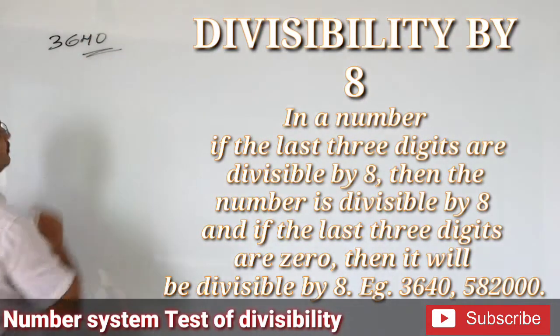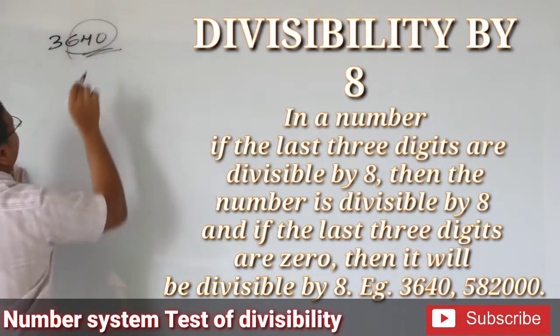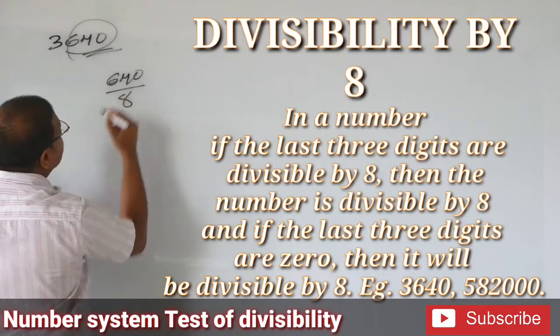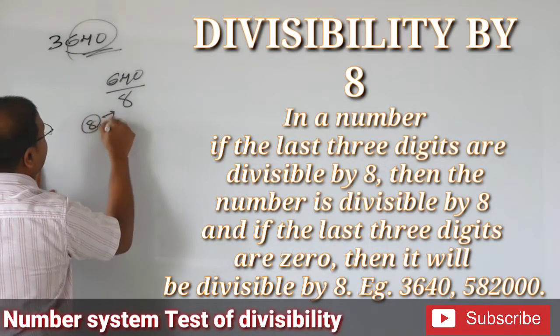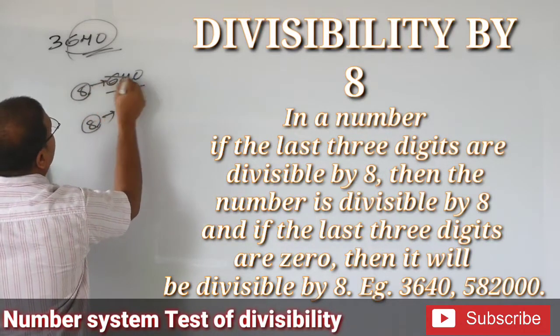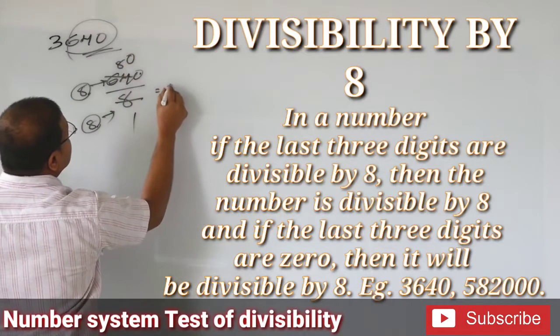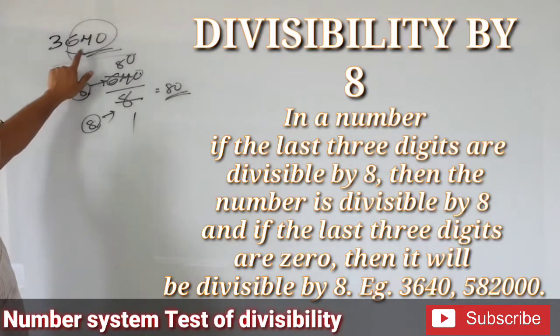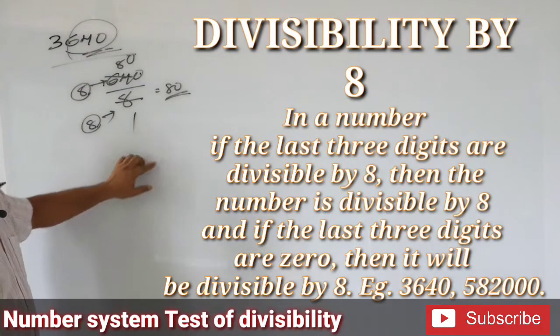This number we will take. What will you do? The last 3 digits we will take. That is 640. Let us see. Divide by 8. When you cancel by 8, 8 ones are 8, 8 8s are 64. That means 0. That means 80. That means it is divisible. That means you write 3640 is divisible by 8.